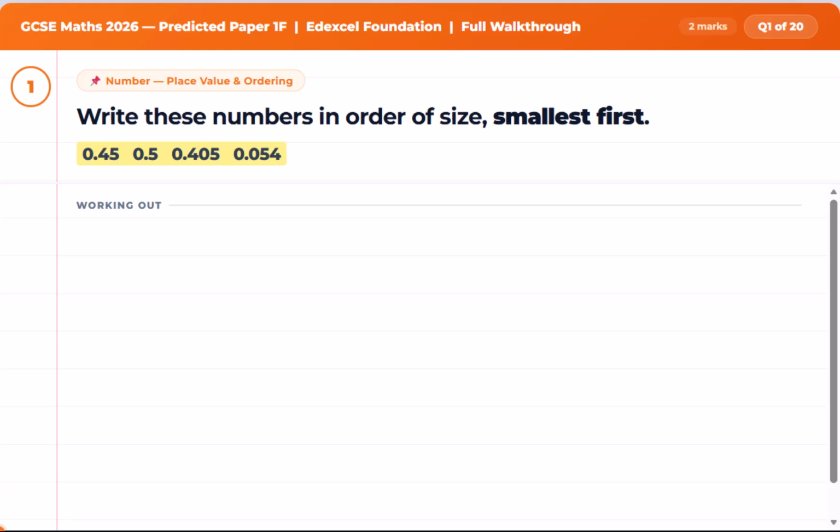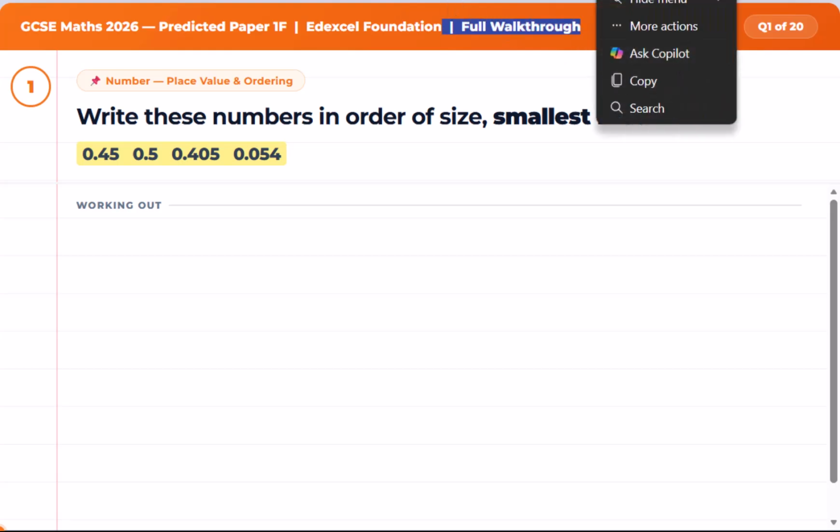Edexcel GCSE Foundation Maths Predicted Paper 1, the non-calculator paper. There are 20 questions covering a wide range of topics. I will read each question for you first, then work through the solution step by step.